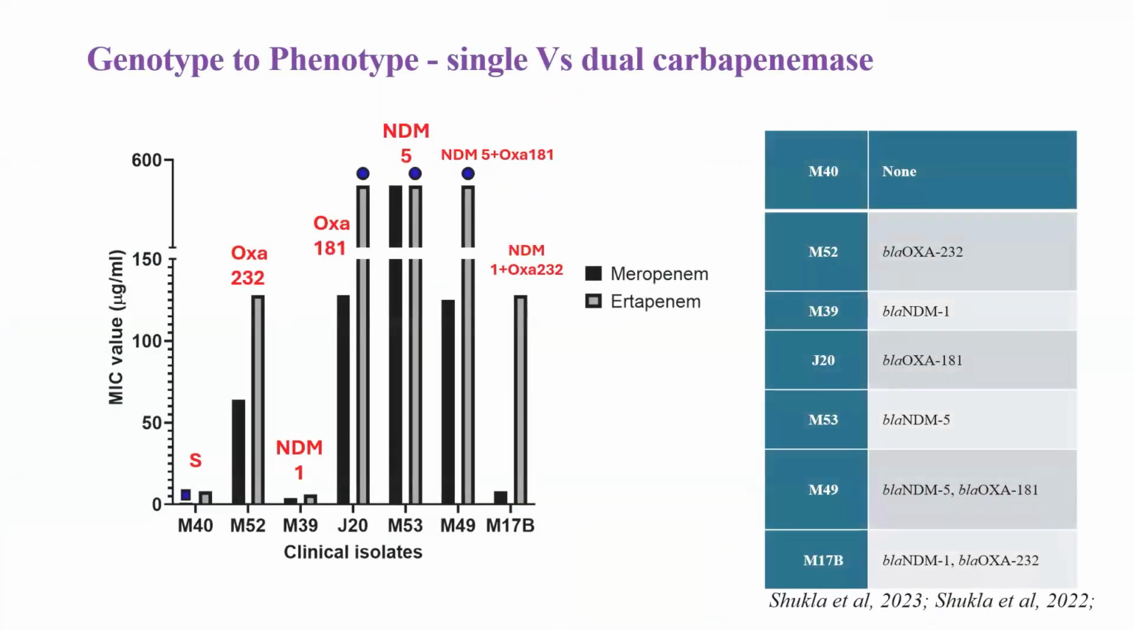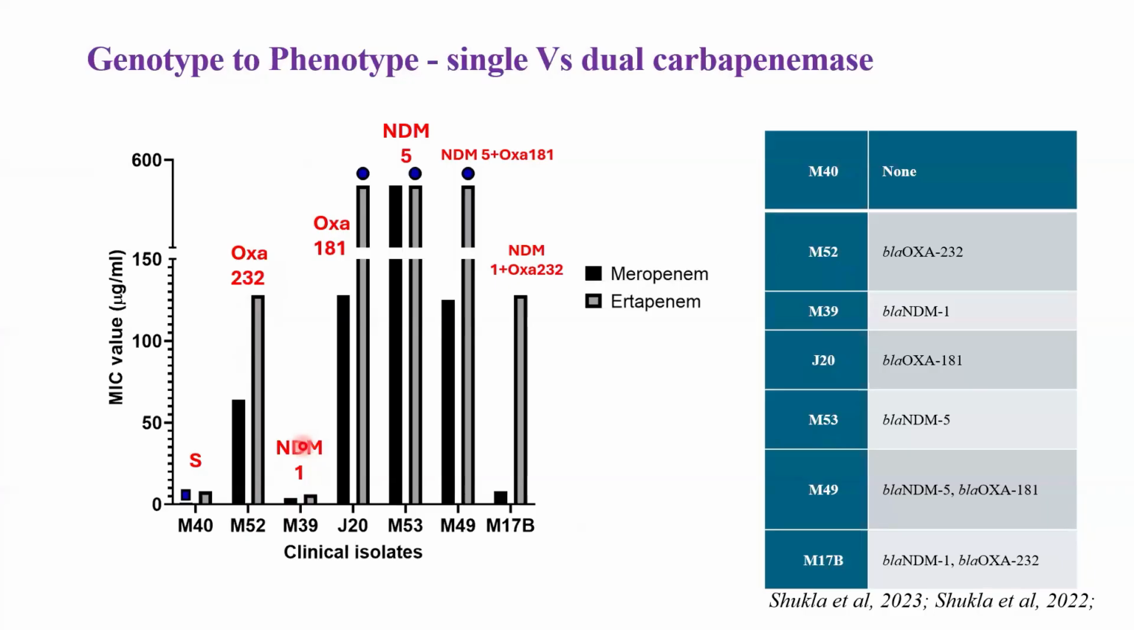Now, because we were finding too many isolates with dual carbapenemases, we thought let us find the MIC differences in single versus dual carbapenemases, and you can see over here we have isolate M40, which is susceptible to both the carbapenems. M52 has only OXA232, and you can see the differences in the MIC value. NDM, the M39 has only one gene, and you can see the MIC.